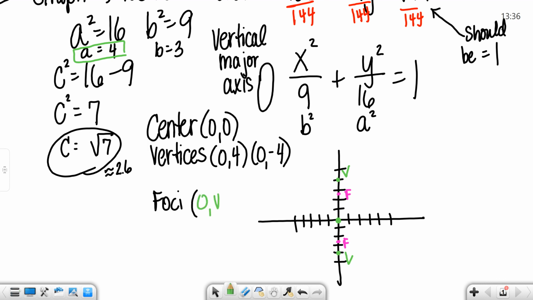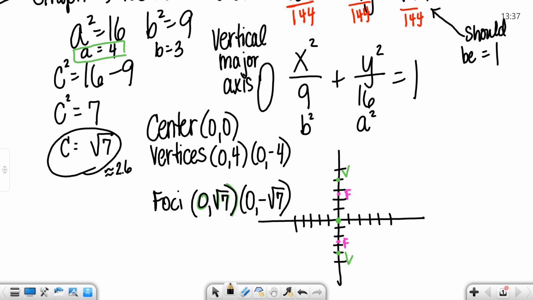So that would be 0, square root of 7. Sorry about that. And 0, negative square root of 7. Notice I do not use a decimal there. My math lab is not going to want decimals unless it specifically asks, which I don't think it does.